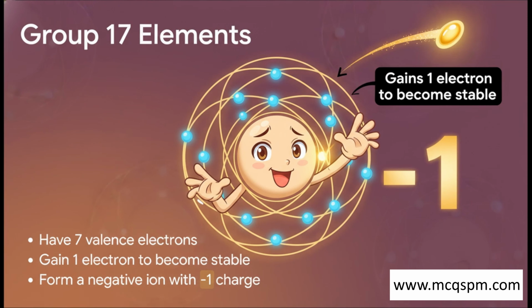Now let's look at the flip side. Here we have a group 17 element. It's got 7 valence electrons. Oh, it is so close to having a full, stable shell of 8. So is it going to give away 7? No way. It's desperate to just grab 1 more electron to complete the set. When it gains that 1 negative electron, it becomes a negative ion with a 1- charge. These guys are the takers.